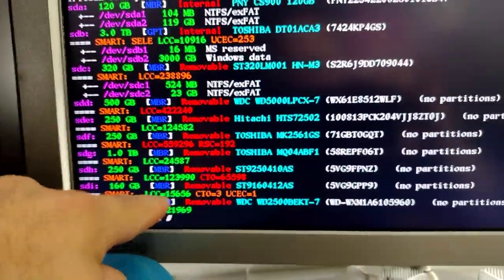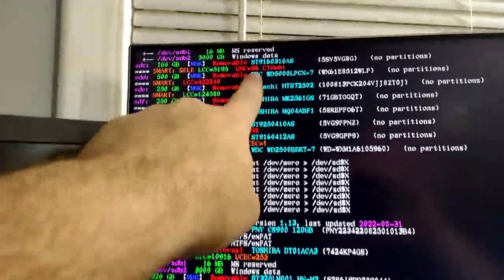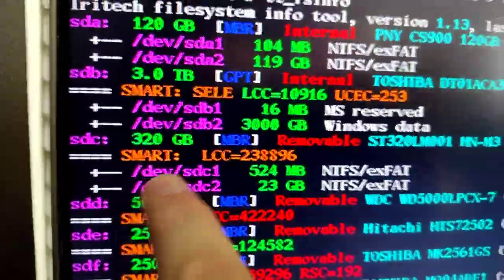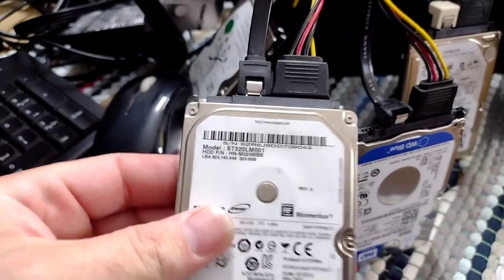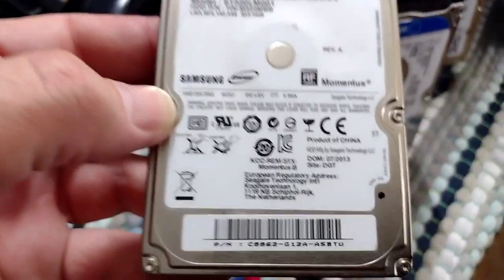Now, let's look around, and can we find a drive that's been swapped out? I actually didn't look. This is a bad 160. So I'm betting it's that one up there, and its C has been swapped out. D, E, F, G, H, I, J. So, okay, here it is. SDC was, in fact, swapped out. It is now this ST320LM001 with serial number God knows what.